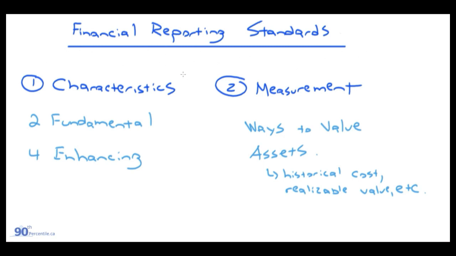But regardless, the key two topics are characteristics of financial reports. We'll go over the two fundamental characteristics that are present in financial reports, and then four enhancing characteristics that could make financial reporting better for the end user. And then really briefly, we're going to touch on different measurement methods, and in particular ways to value assets on the balance sheet. A couple that we'll touch on are historical cost, realizable value, and so on.